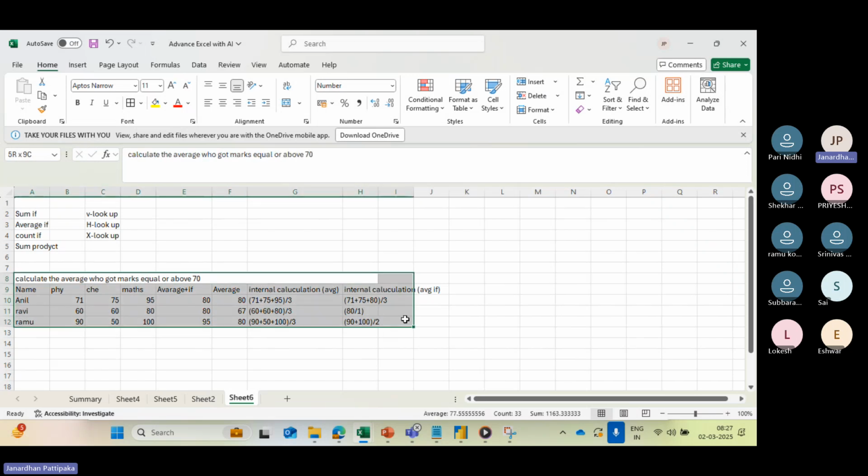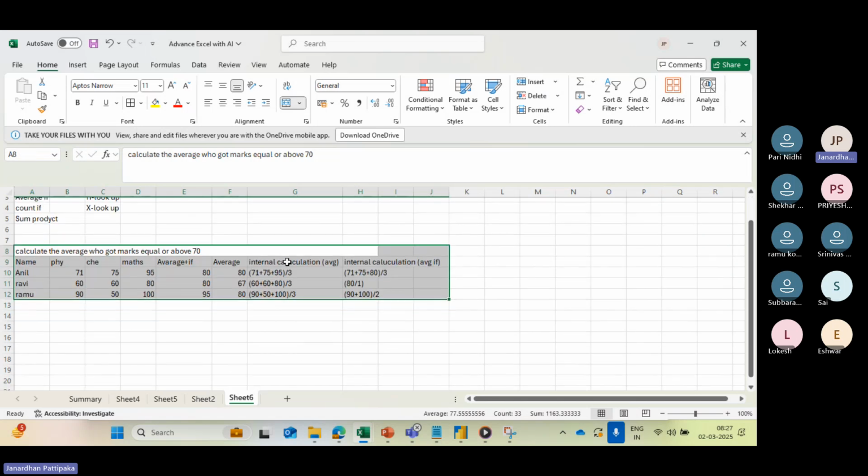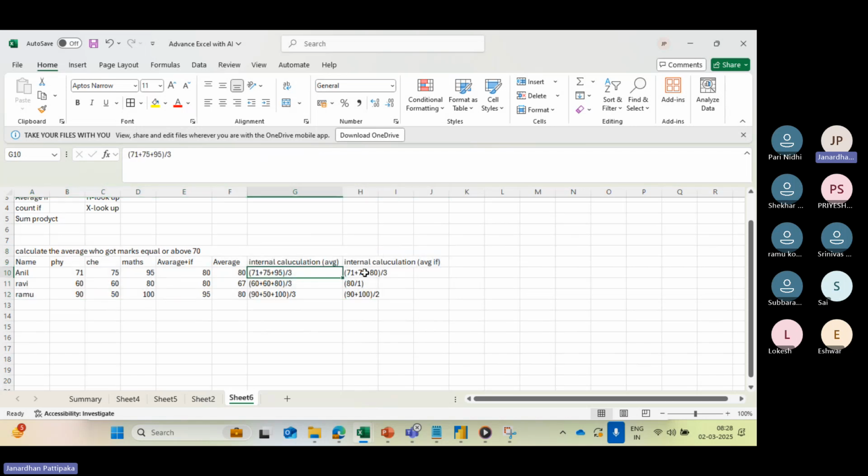They ask this as an interview question. They will give some marks and leave an empty column: what value will you get for average and what value will you get for average if. You will get the formula, but internally how it is calculating, you need to understand. This is the backend process, it is going on at the backend. This is the exact difference between average and average if.